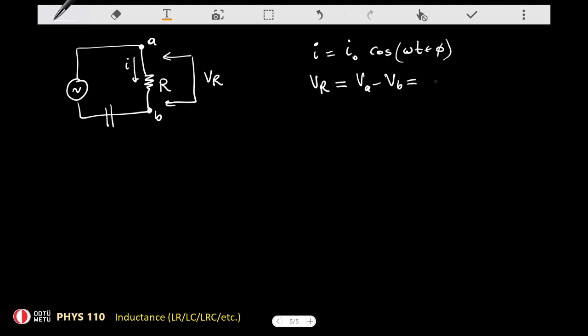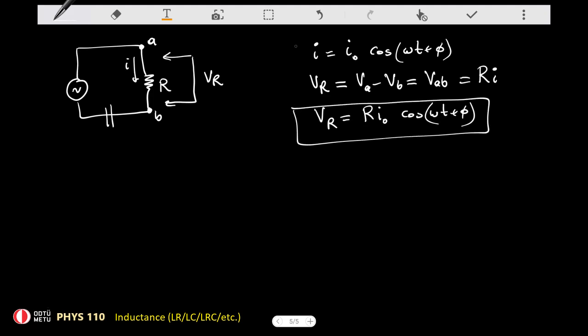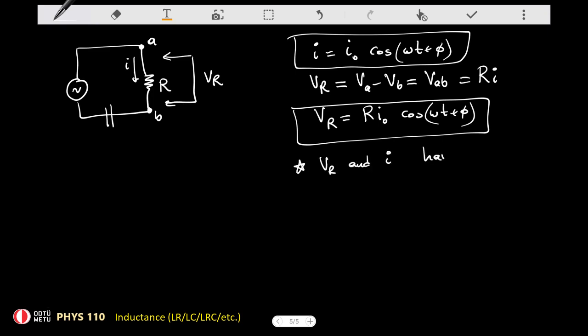So let's keep in mind that for a resistor, the potential drop is always proportional to the current. If the current is positive, then the potential drop is positive. So for a resistor, the potential drop is equal to R times I0 times cosine of omega t plus phi. Right, so the first thing is that for a resistor, the potential drop and I have the same phase.